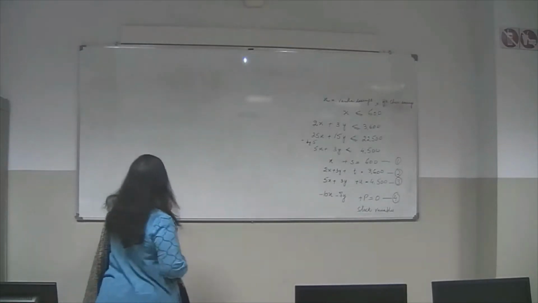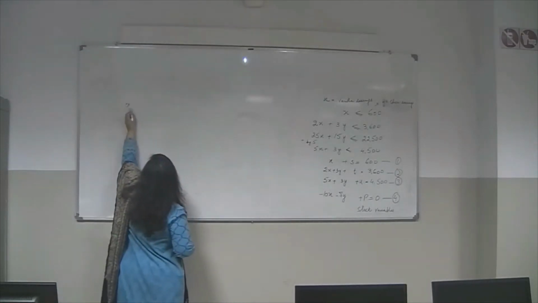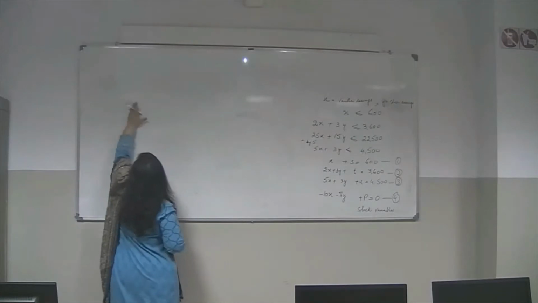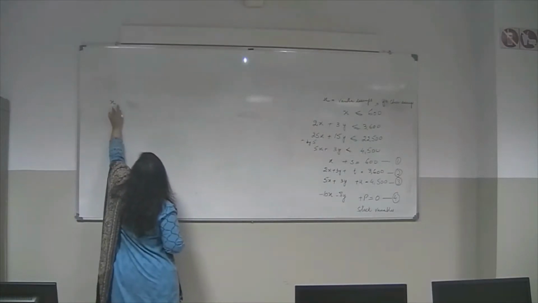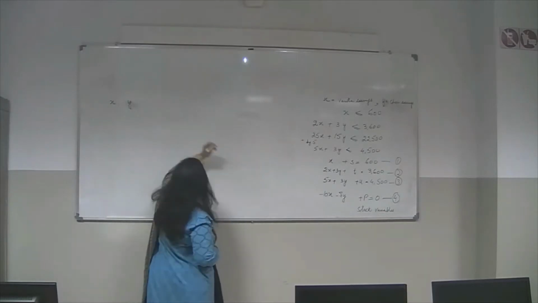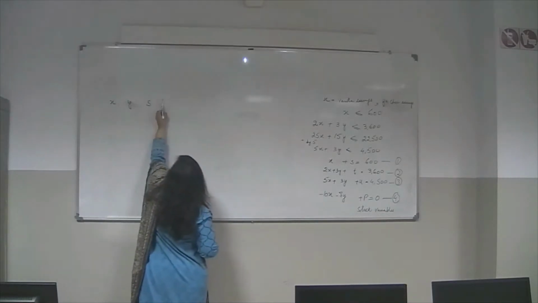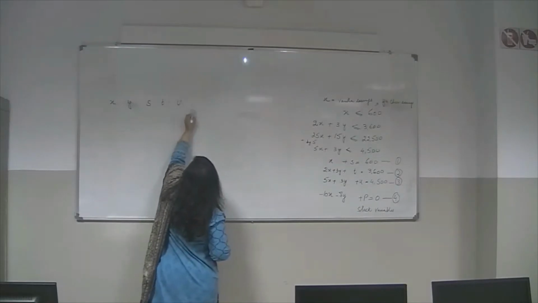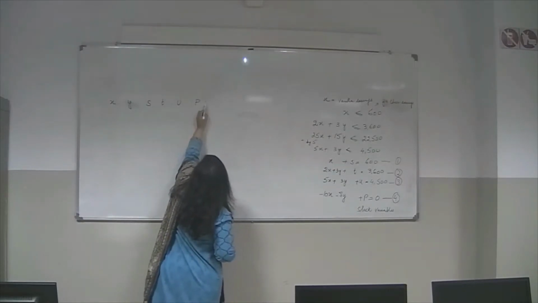How do you fit it into constraints? So first of all, we have an x. We have an x. We have a y. Then we have the slack variables as s, t, u, p.